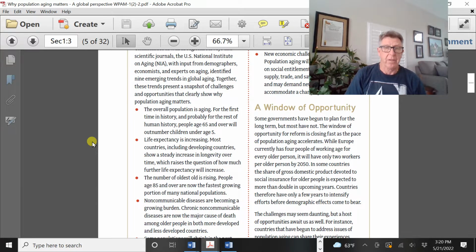How are we going to pay for this? I'll tell you how. You're going to tax. So life expectancy is increasing in almost all countries. It's happening most rapidly in the developing countries, and they're way unprepared. They just don't have the infrastructure that we have.